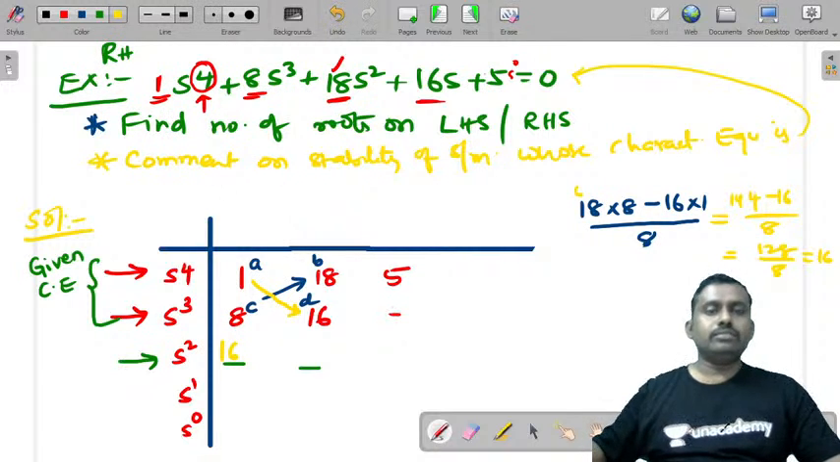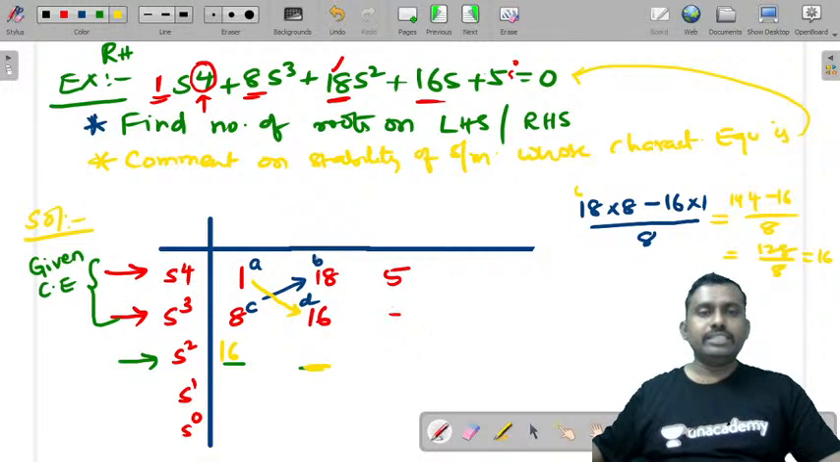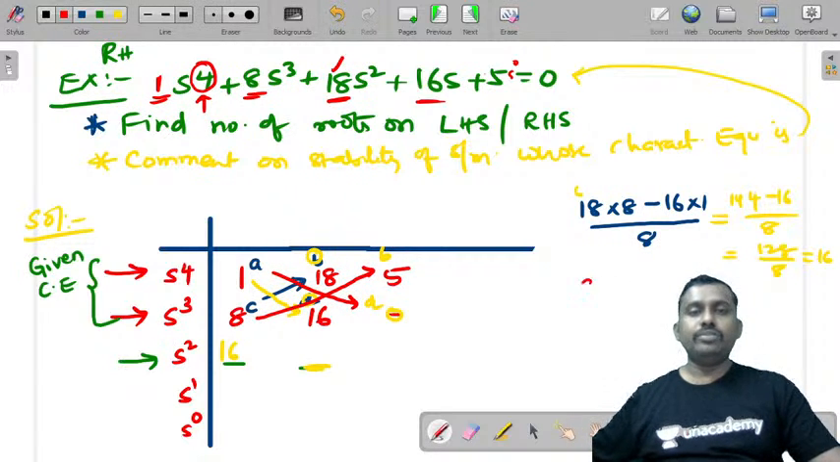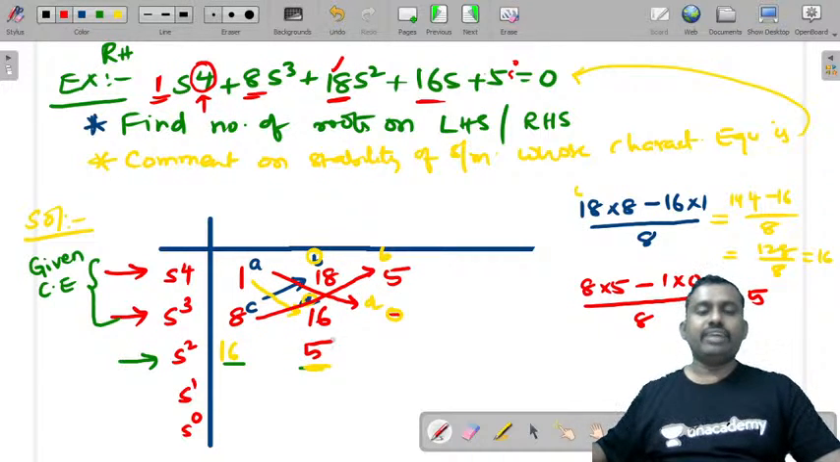Coming to the next one, whenever you want to find the next element, just shift this B and D and write it here, B and D. Because you don't have anything here, take a 0. So how to write this? Same: B into C minus A into D by C. So what is that value? 8 into 5 minus 1 into 0 by 8 again. So it is 5. So this value is 5. I'll try to repeat this once again.